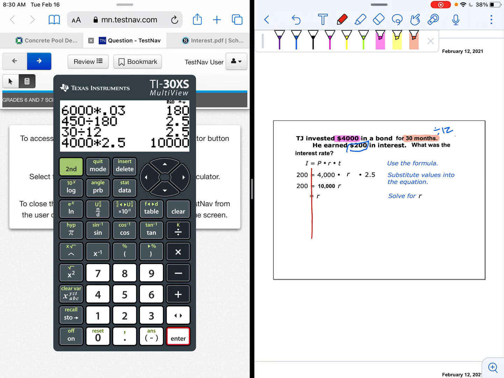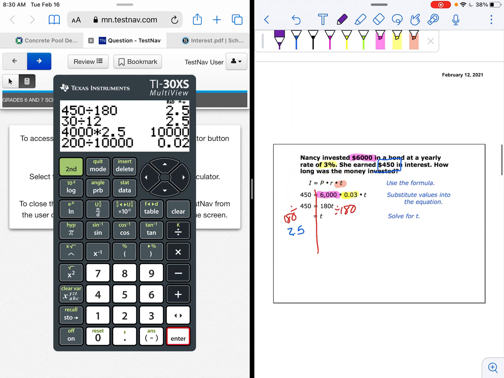I'm going to divide this down the middle. I'm going to divide this side by 10,000, and then I'm going to divide this side by 10,000. I'm obviously going to get a decimal. So 200 divided by 10,000 is 0.02. So the rate is 0.02. Well, that's a decimal, so I need to make it a percentage. I'm going to move that decimal over 2 places. So they were actually charged 2%.